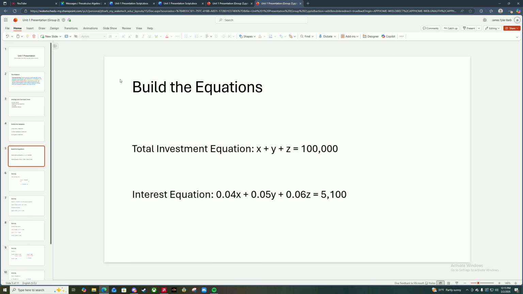And now we're going to build the equations. The amount of X, Y, and Z is going to equal $100,000. The interest on each of these amounts is the 4% interest on X, the 5% interest on Y, and the 6% interest on Z, and that is going to total the $5,100 in interest that we're going to want. Why is the number 5,100? Because if our principal is 100,000 and he's aiming for a 5.1% interest rate, then the total income at the end of the year that he wants to make is 5,100, because 5.1% of 100,000 is 5,100.